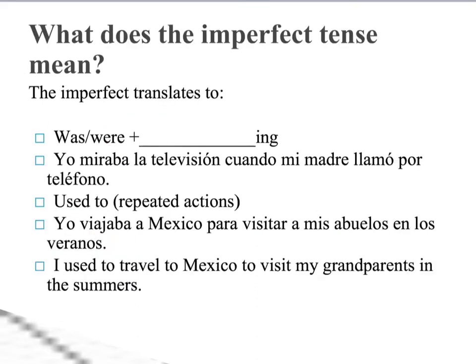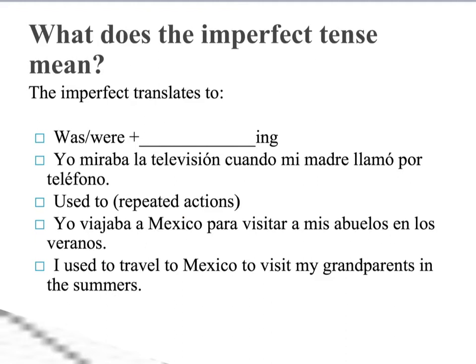The imperfect tense translates to was or were plus ing. For example, yo miraba la televisión cuando mi madre llamó por teléfono. I was watching TV when my mother called me on the phone. There's our was or were plus ing.